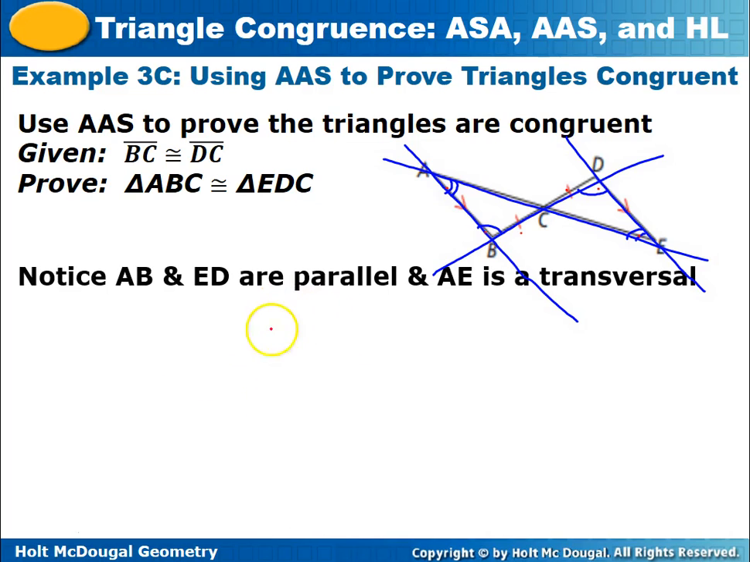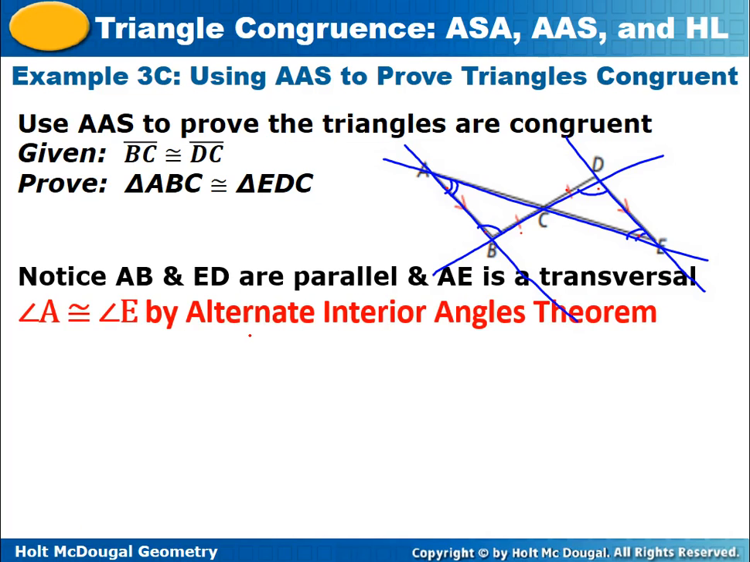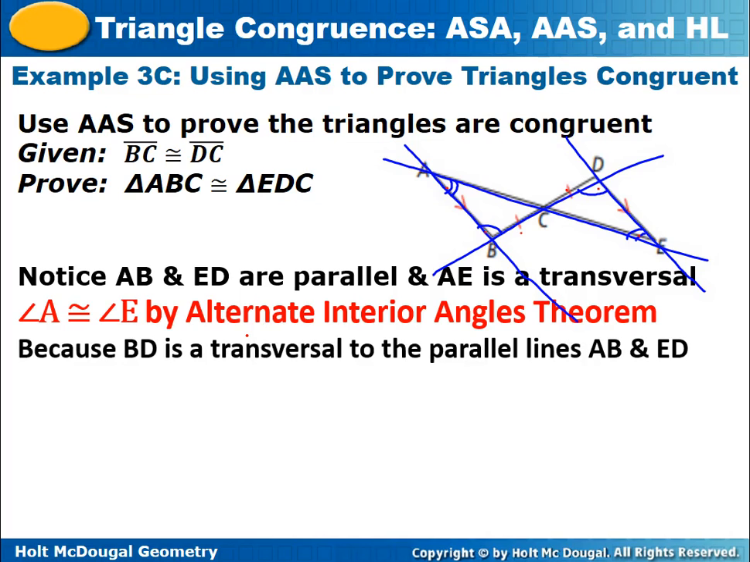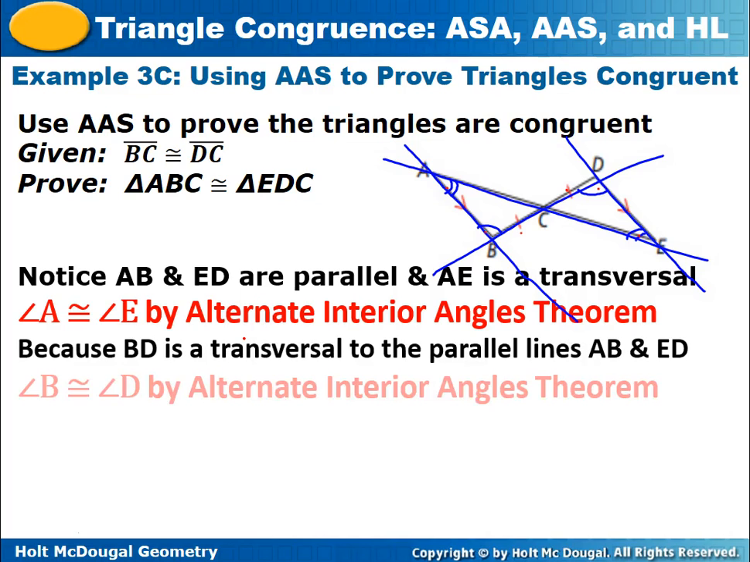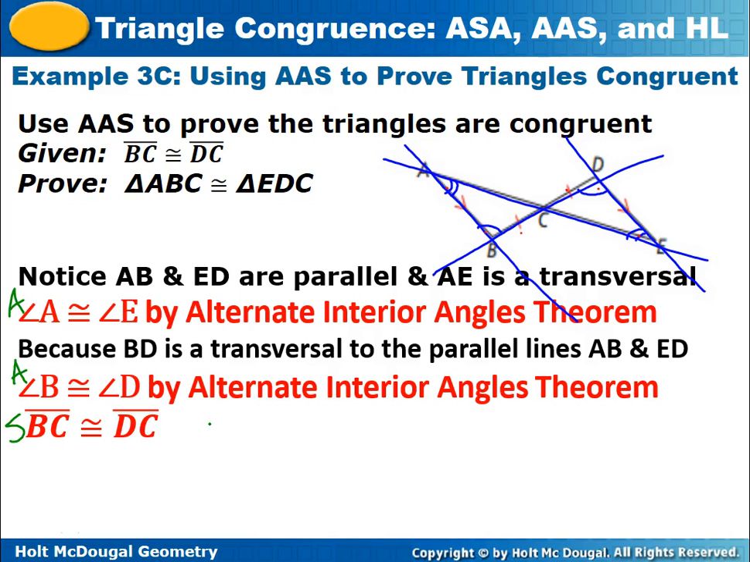When we talk about this one, AB and ED are parallel and AE is a transversal. So that's why we said that angle A was congruent with angle E. Again, BD is a transversal to the parallel lines AB and ED. So we said that B and D were also congruent by the alternate interior angles theorem. Then we said that BC was congruent to DC. That was actually given to us up here. So again, what do we have here? We have currently an angle, and a side, right?